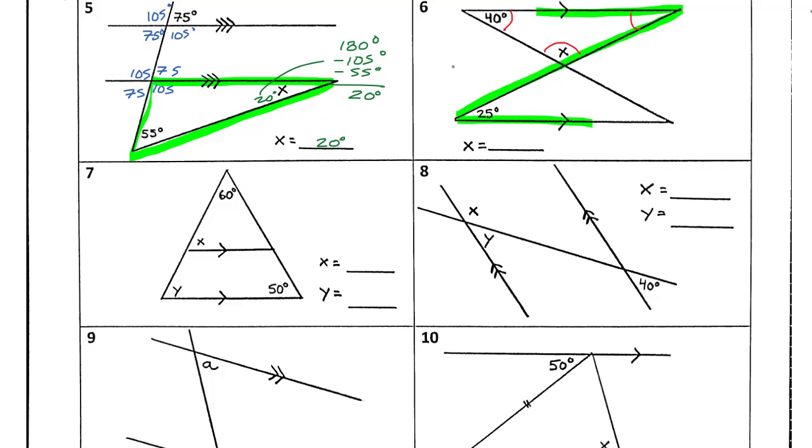All right, so Z rule that I just drew in, right? In green. The corners of the Z are the same. So that corner and this corner are both 25. And now we can just focus on the triangle at the top, right? You got 180 degrees in interior angles for any triangle. Minus 40, minus 25. So what's that? 180 minus 65. So that gives us 115 degrees left for X. There we go.